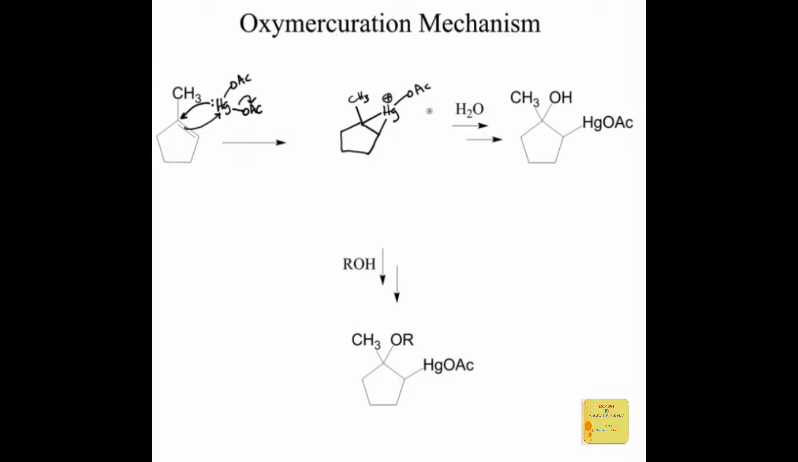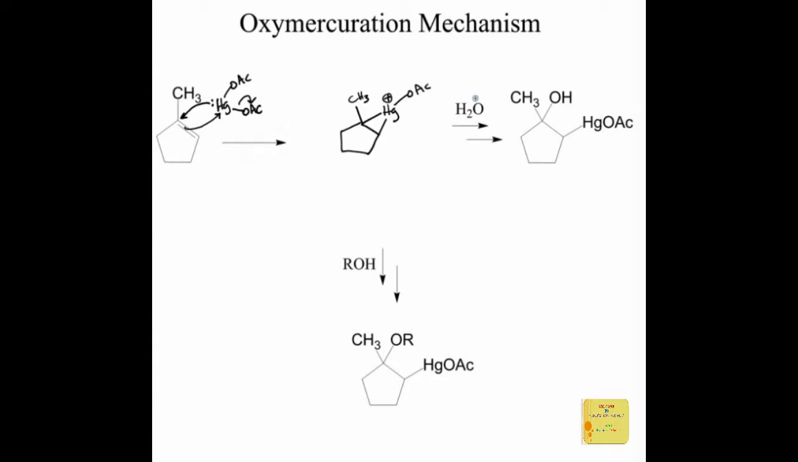Now I'm showing you this because we're going to see some intermediates later in this chapter and in future chapters that look a lot like this. And so after we get a more thorough explanation of those species, you can come back and maybe have a better understanding of this species.